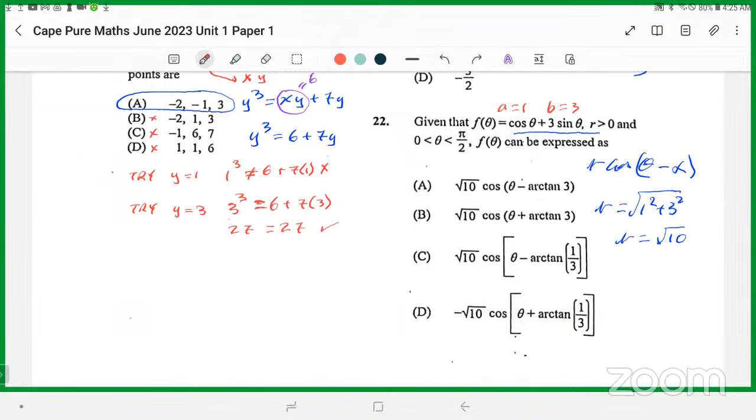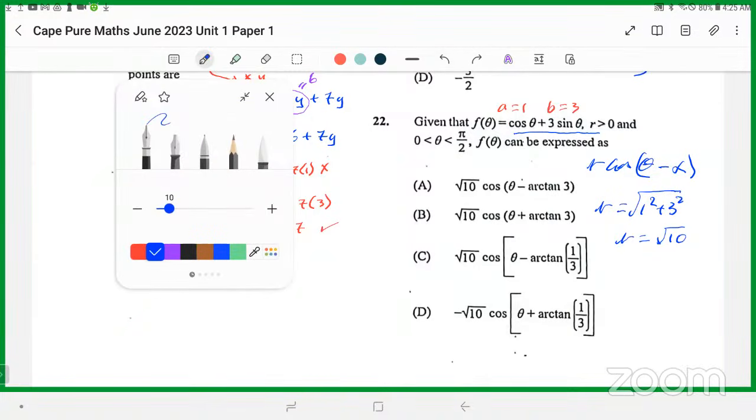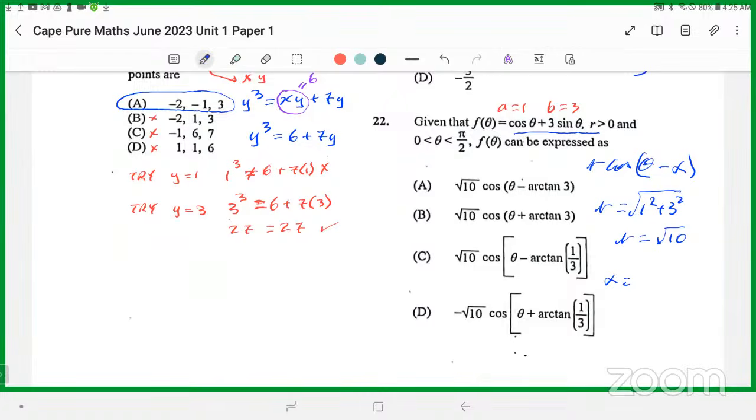Now the alpha. Alpha is tan to the minus 1 of always the B over the A. So it's tan to the minus 1 of 3 over 1. That is the alpha. Tan to the minus 1 means arctan, so alpha becomes arctan of 3. So the root 10 is given, and you're looking for the minus alpha, which is minus arctan of 3.